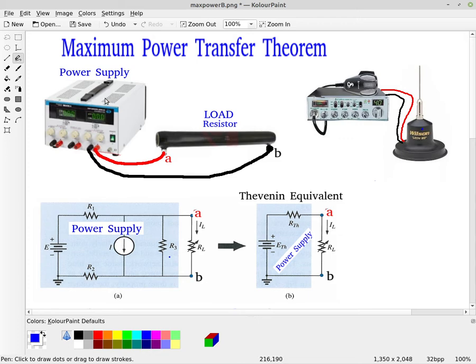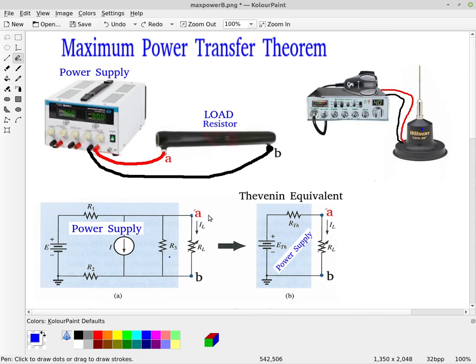So if we consider one of these big fancy electronic boxes, whether it's a general power supply or something more complicated like a radio, we have all these electronics in here. This blue box down here represents some particular circuit that could be inside of one of these two boxes. And we've already discussed Thevenin.